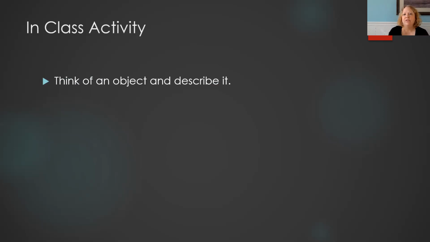And I would ask each of you to think of an object that's relatively simple, because you're going to be drawing these. So something that would be relatively simple to draw. Think of an object, and then you're going to take turns. One of you is going to think of your object and describe it to the other person, and they're going to draw it out.